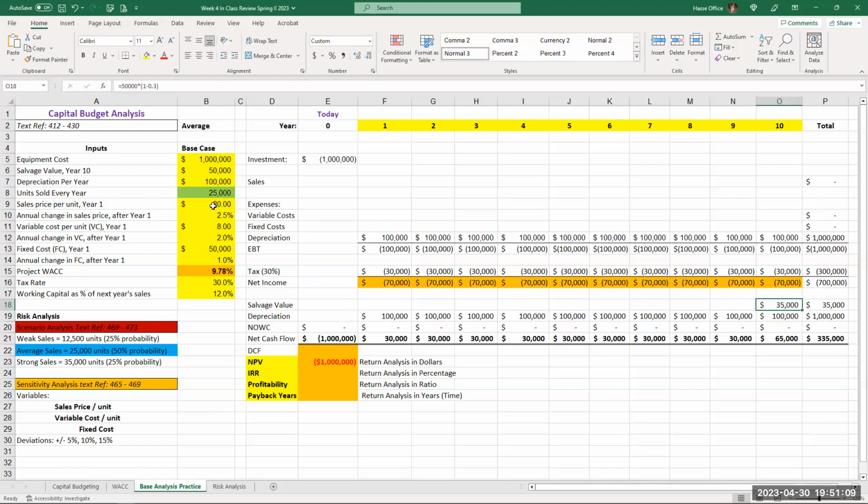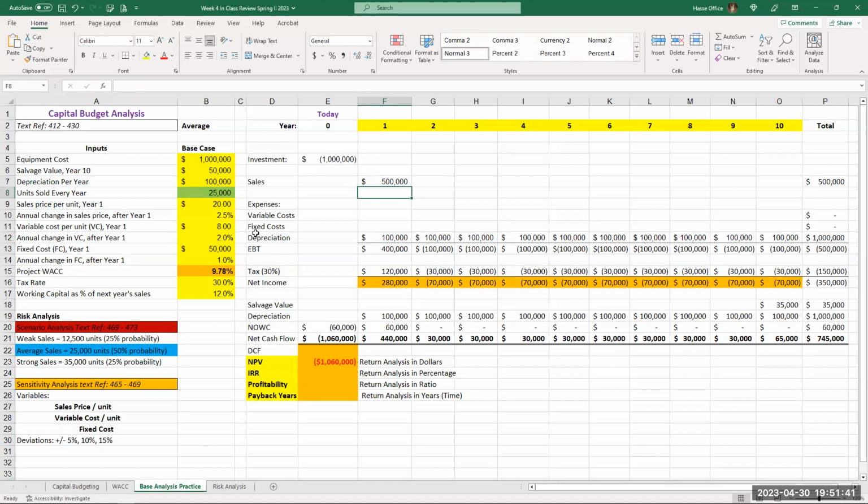Now, our units sold every year is 25,000. So we anticipate selling 25,000 units every year over this life of this investment at a selling price in the first year of $20. So if I go to year 1 and I put in 25,000 times the $20 selling price, there's my revenue of $500,000 in year 1.